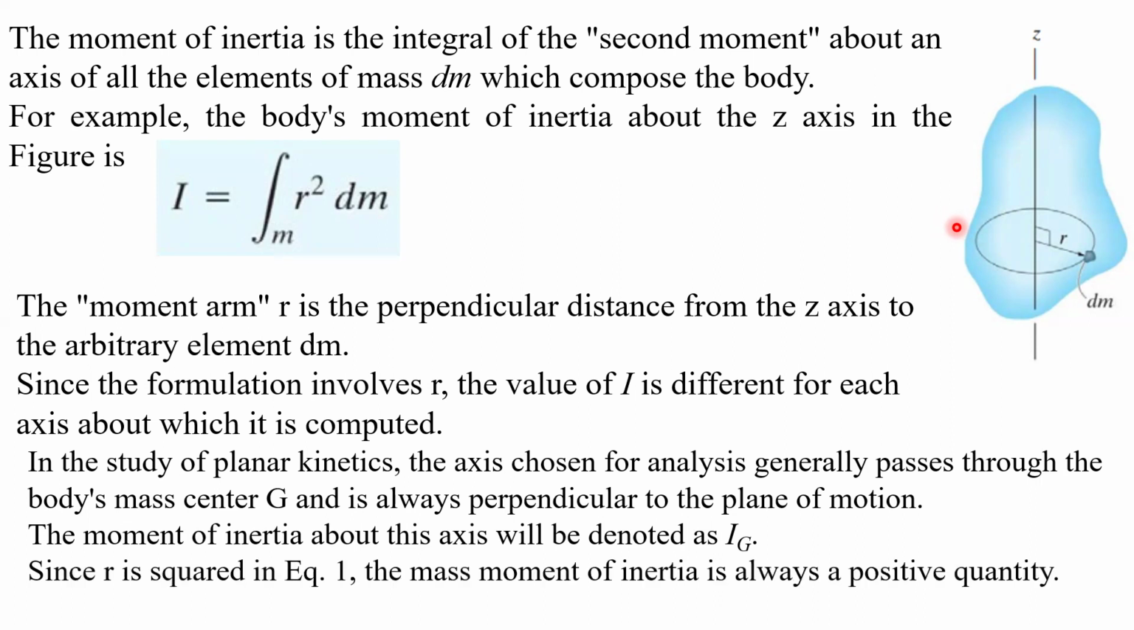Since r is squared in this equation, the mass moment of inertia is always a positive quantity, because whether you have positive r or negative r, I will always be positive, because r squared will always be positive. Common units used for its measurement are kilogram for mass and meter squared for r squared.